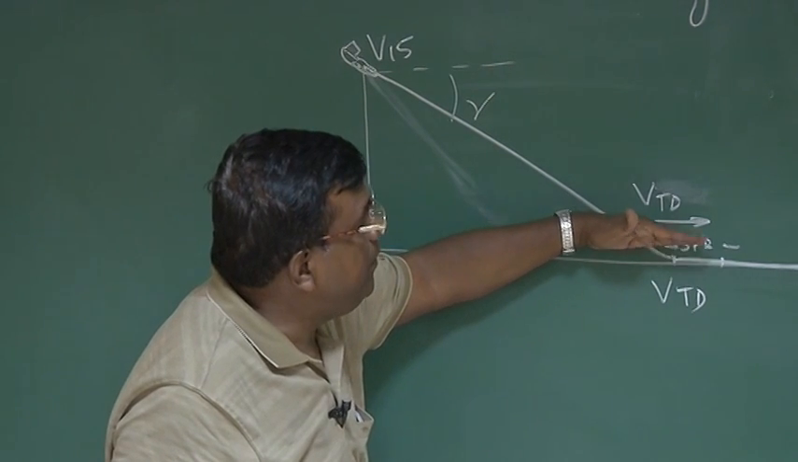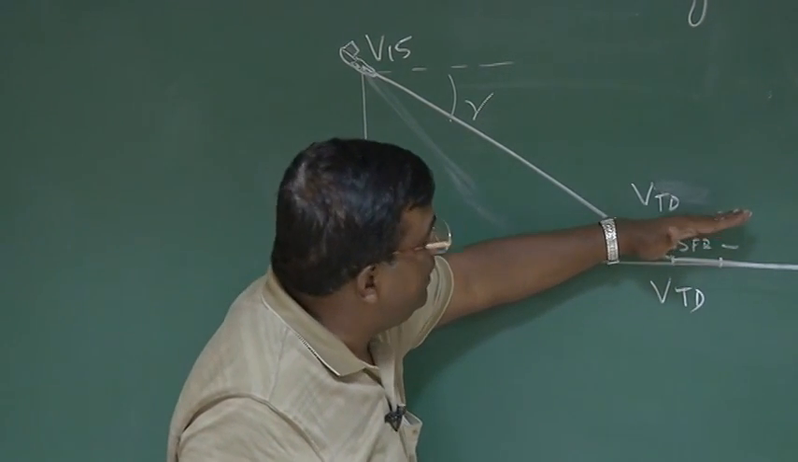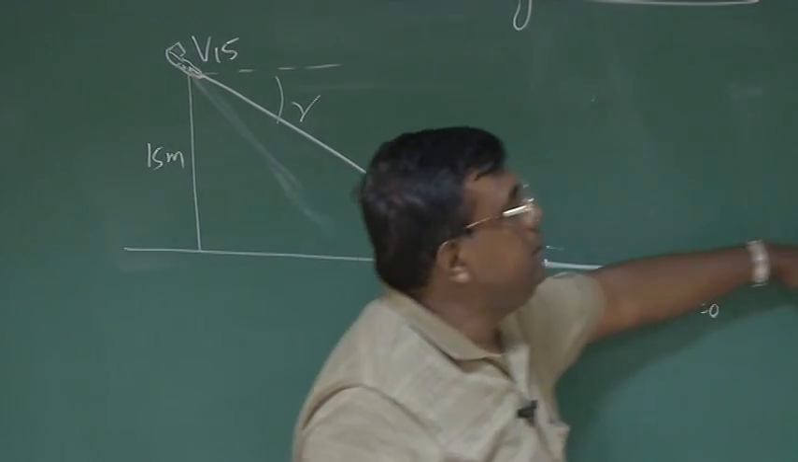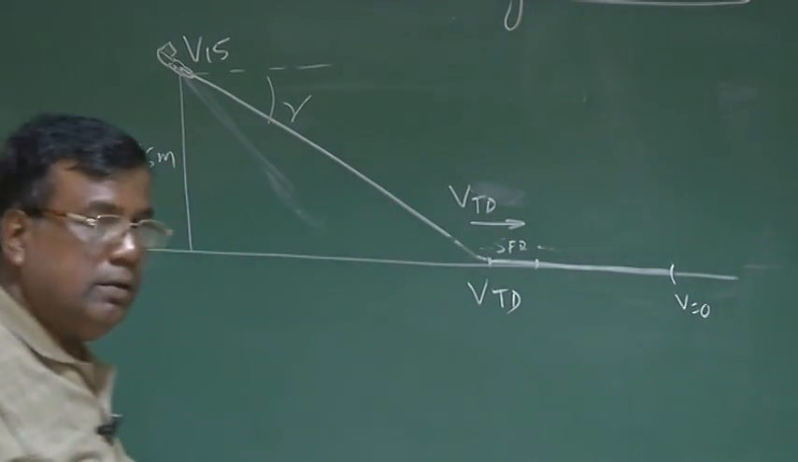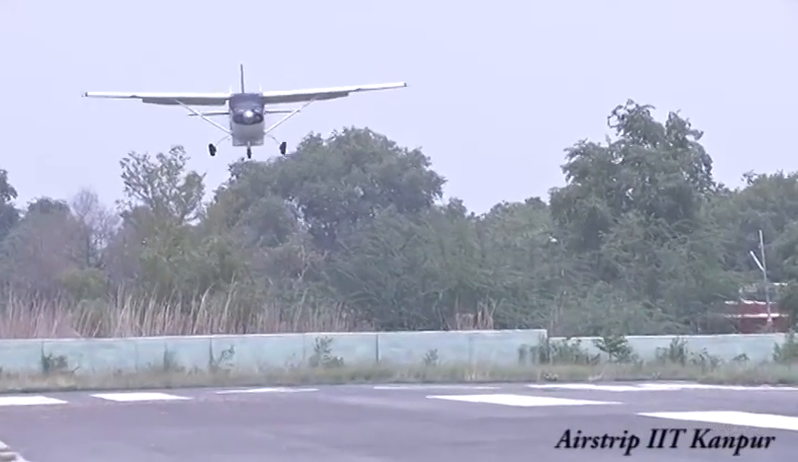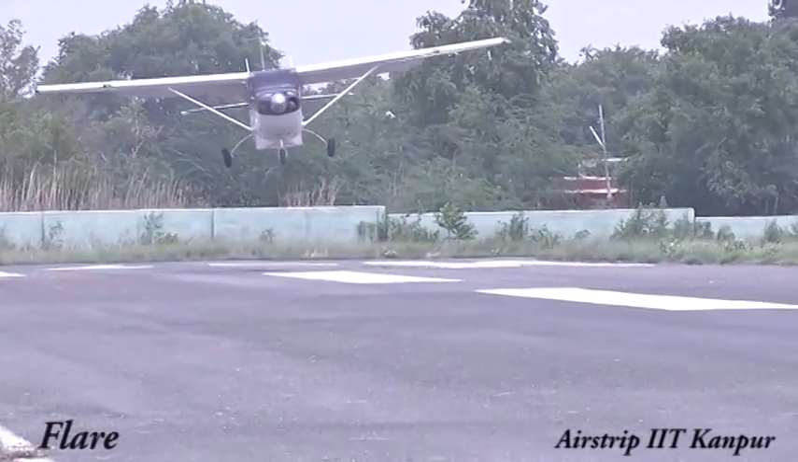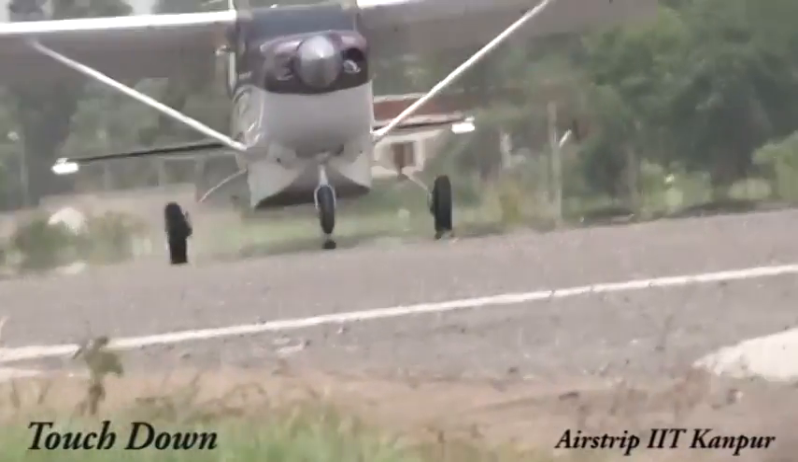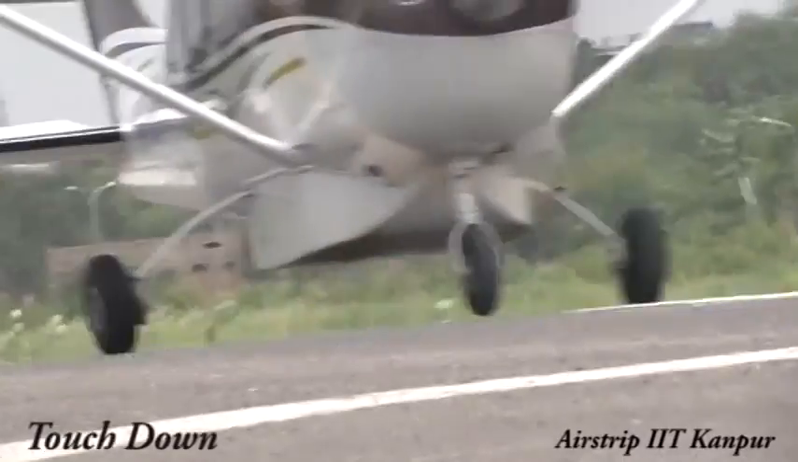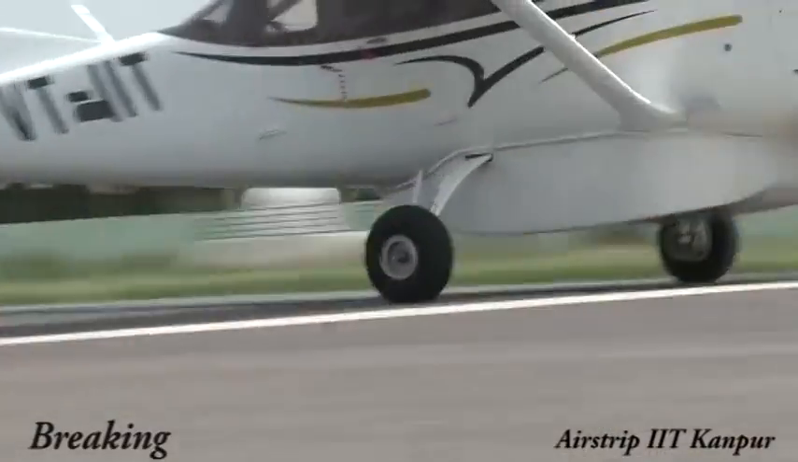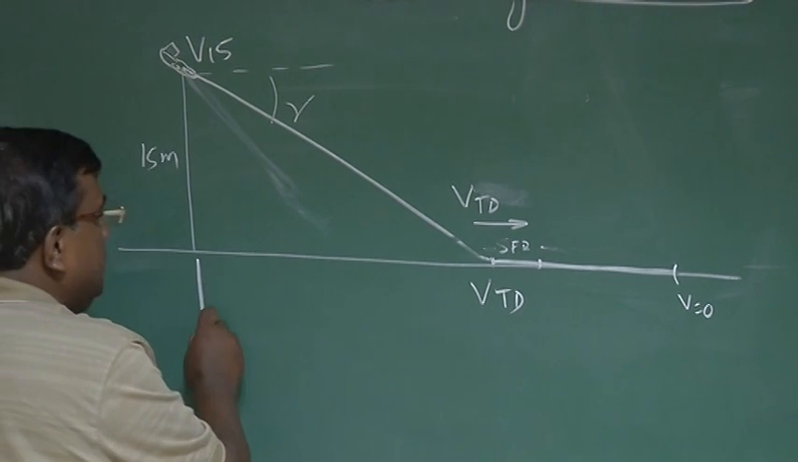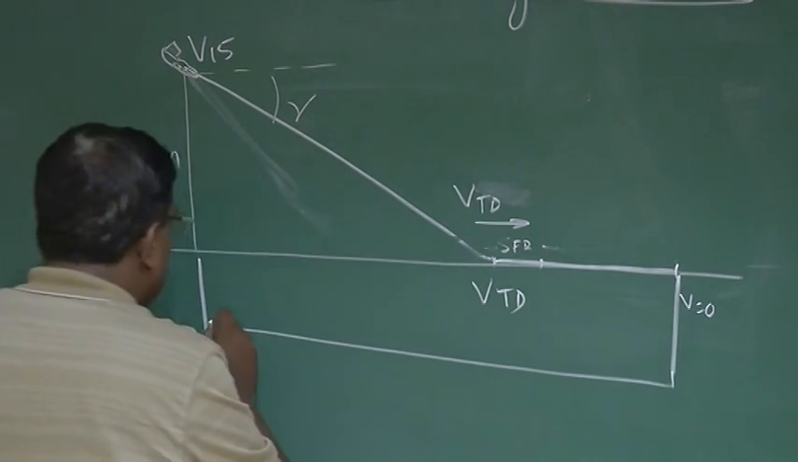Now it flares up. As it flares, the rear wheel touches the ground and then the pilot applies the brake, and the matter is over. What is our aim? Our aim is to find out this distance, which is the landing distance.